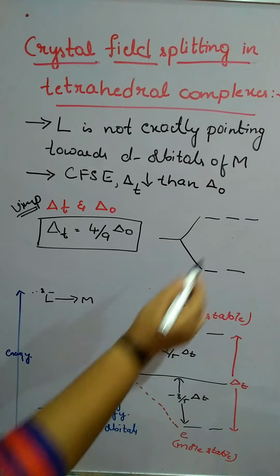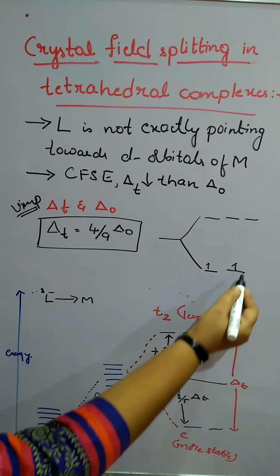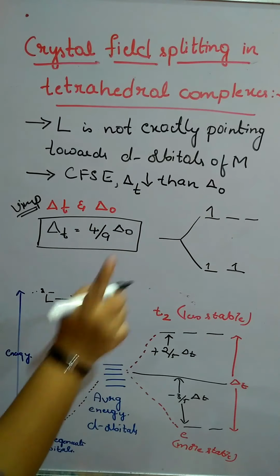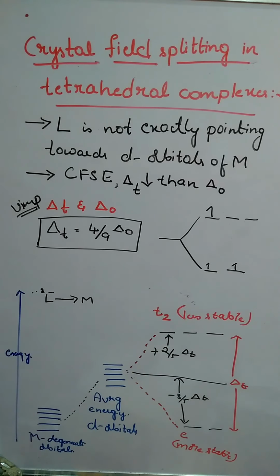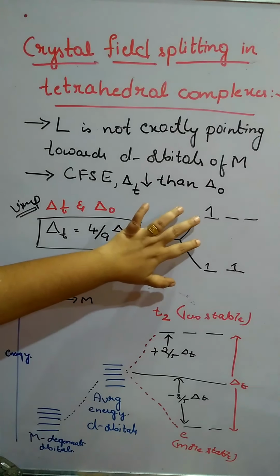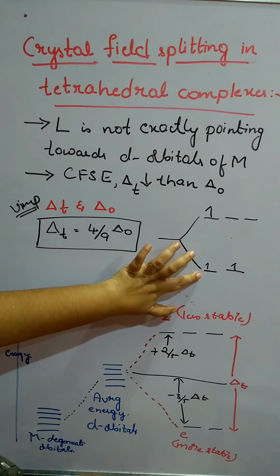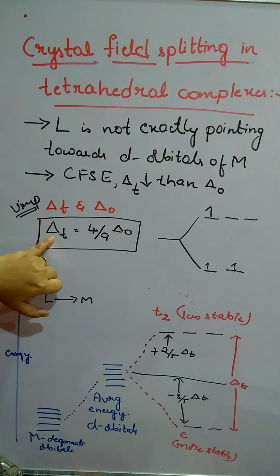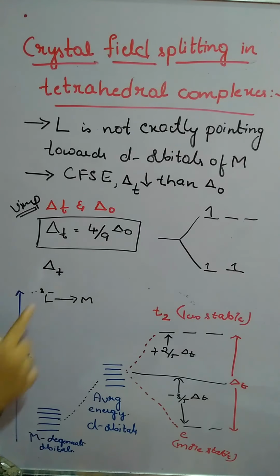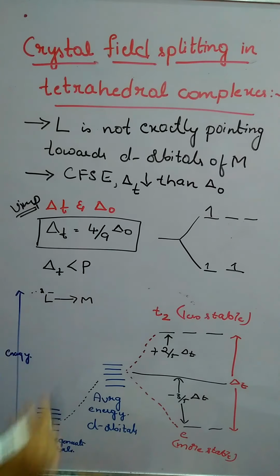Splitting will be like this. If delta T is very, very less, then electrons are present like this. The third electron will move into the higher energy level, or it will jump into the T2 set. So it is not going to pair up with the electrons in the E set here. Since delta T is less, earlier we have seen for an octahedral complex, if delta O is less than pairing energy.